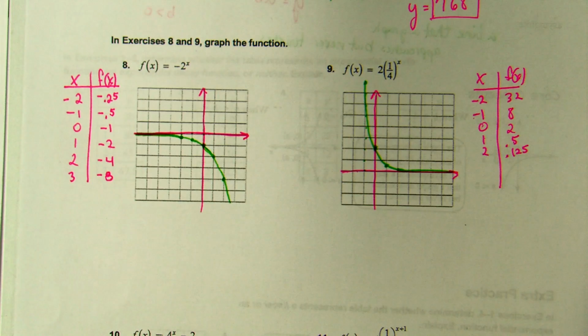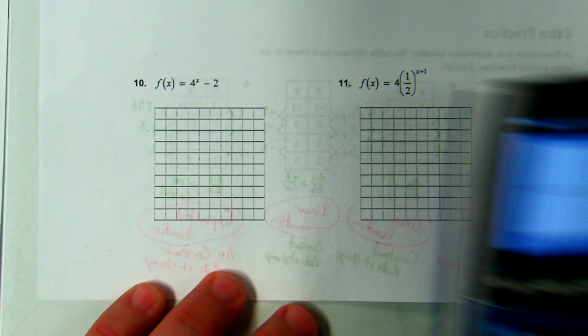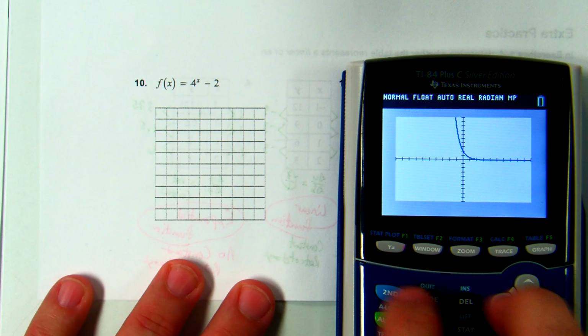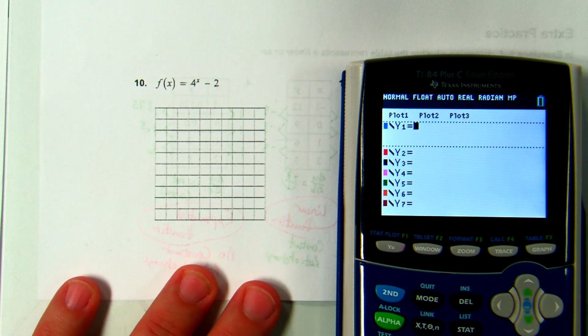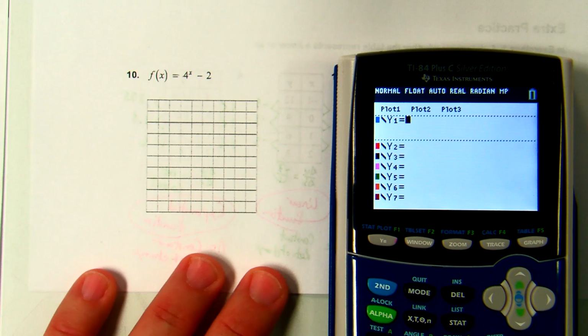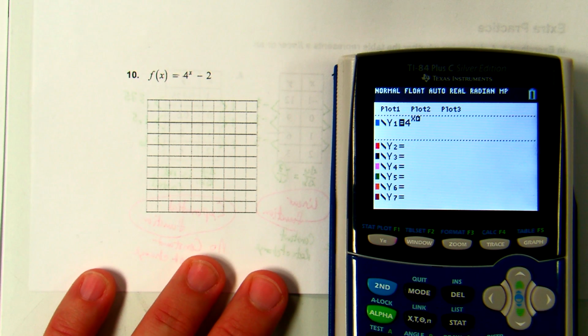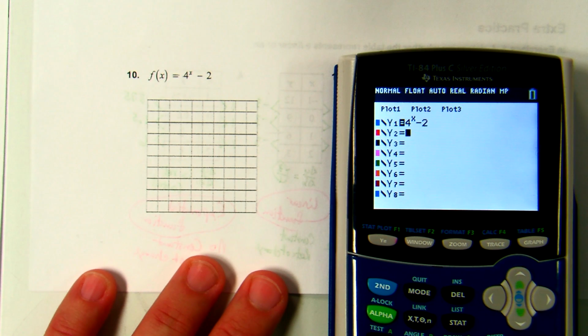Okay, number 10. On number 10, we're going to do the same thing. And we're going to notice something here that's pretty interesting, and hopefully we'll start to see this in our functions as we move along. But we're going to have 4 raised to the x power. Make sure you arrow over to get out of the exponent field on the calculator. And then we're going to minus 2 from that.